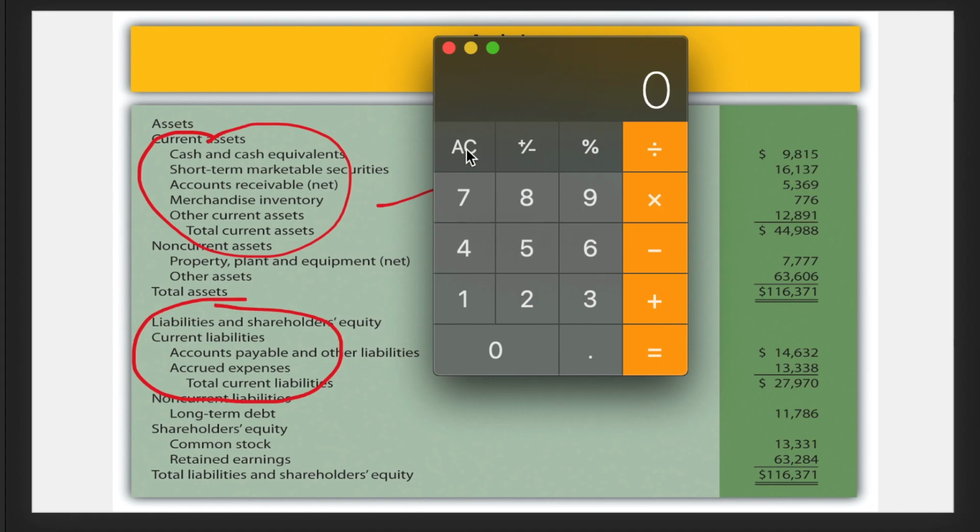Remember, if anything below 1.2, I'm not going to supply lemons to your store. Current assets 44,988 divided by 27,970. It's above 1.6 and I can see the ratio is higher than 1.2. I may think to supply lemons to your store.